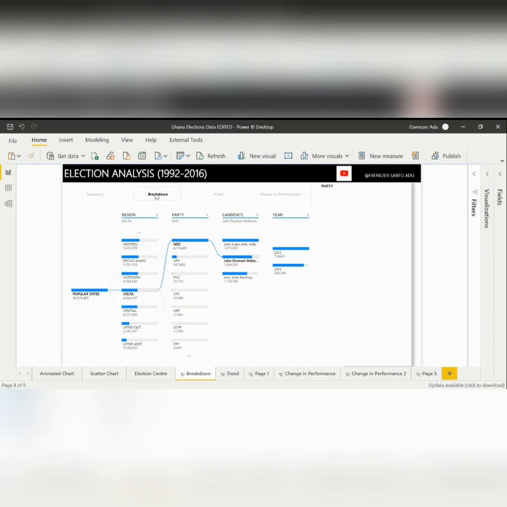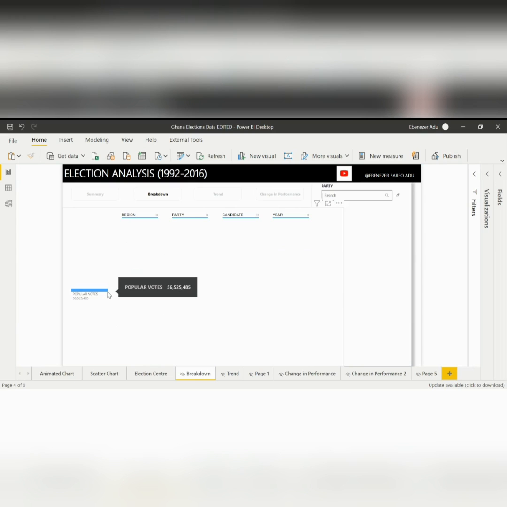So let's break down. All right. In our breakdown, we have a total of 56 million votes cast since 92. So let's start again. We are going to do a breakdown. Out of this, let's see how the regions voted. Ashanti leads in 7 elections with a total of 11 million votes, followed by Greater Accra, followed by Eastern and Western. So the majority of the votes are from Ashanti, Greater Accra, Eastern, and probably Western. And Brong Ahafo is not doing badly.